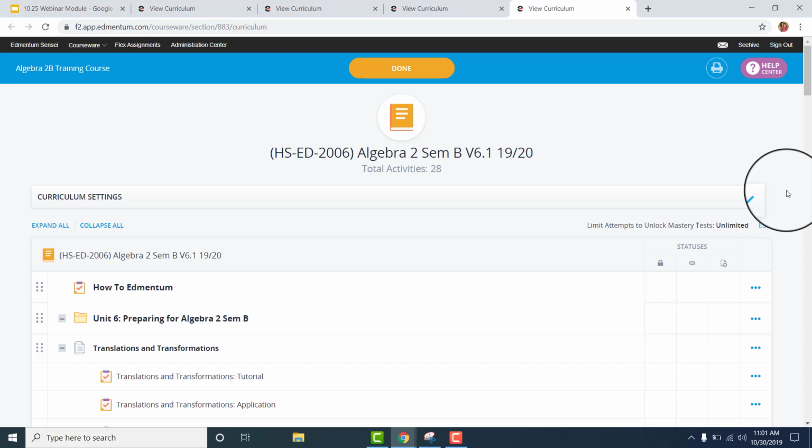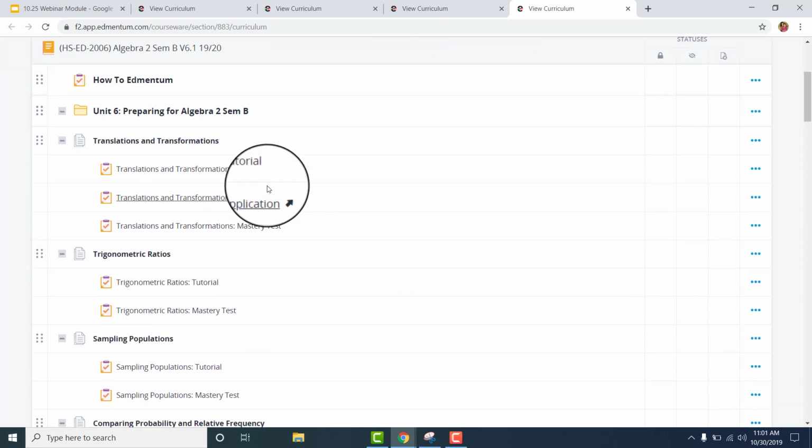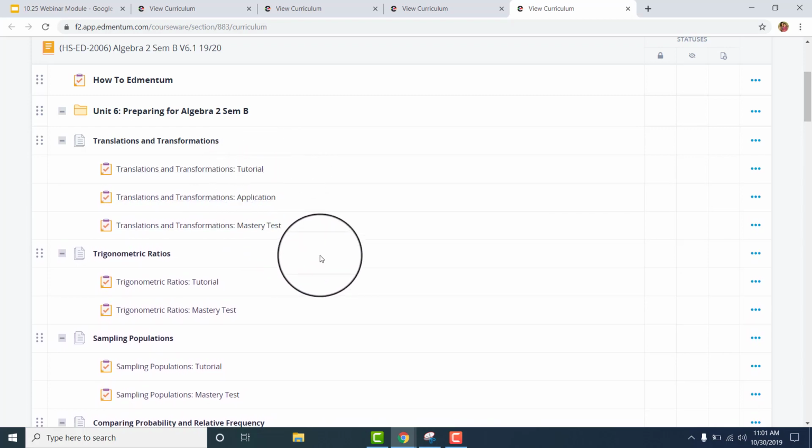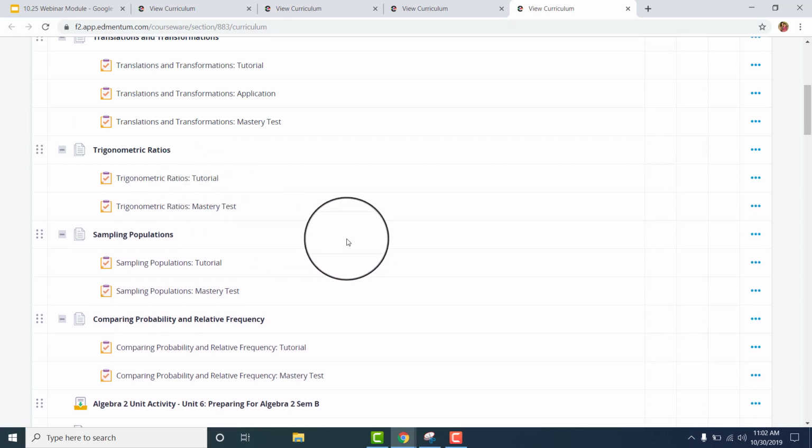Algebra 2 Semester B version 6 is very similar in structure to Semester A, and we will experience some of the same differences as in A. Here we can see a module that has 3 items: the tutorial, the application, and the mastery test. And here we see a module with only 2 items, tutorial and mastery test.